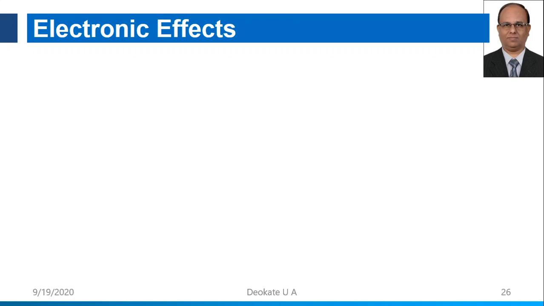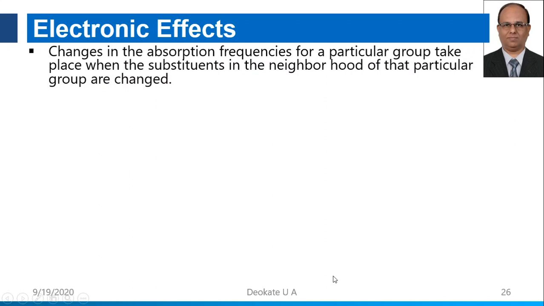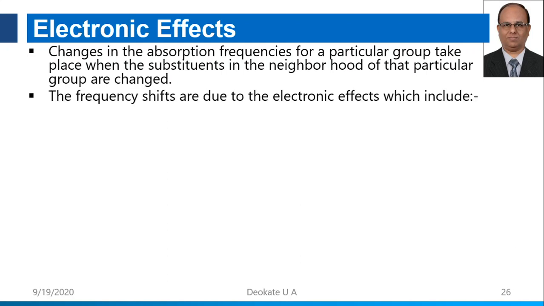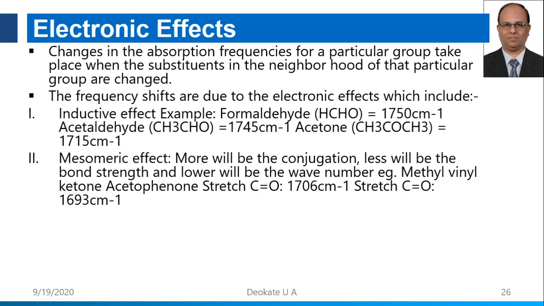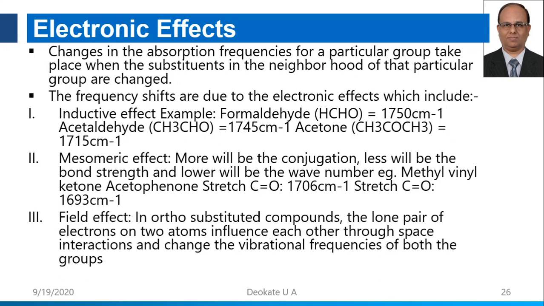So that depends upon the various groups which are attached in the atoms. Change in the absorption frequency for a particular group takes place when the substances in the neighborhood of that particular group are changed. Okay, for example, the frequency shifts are due to the electronic effect, which includes either the inductive effect, the mesomeric effect, or the field effect.